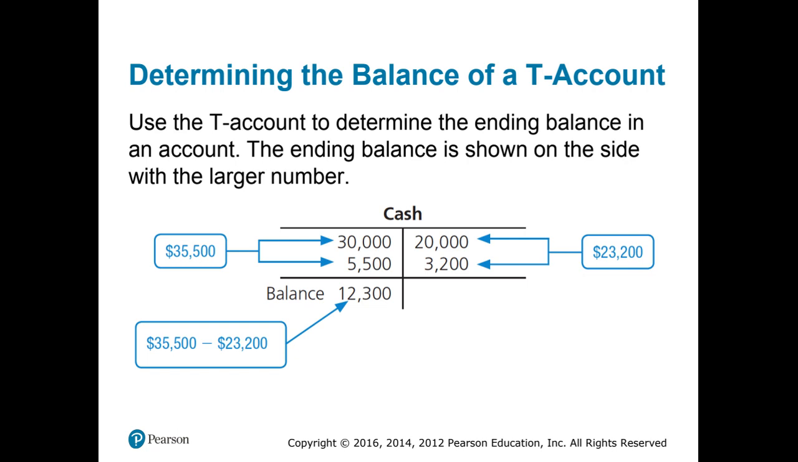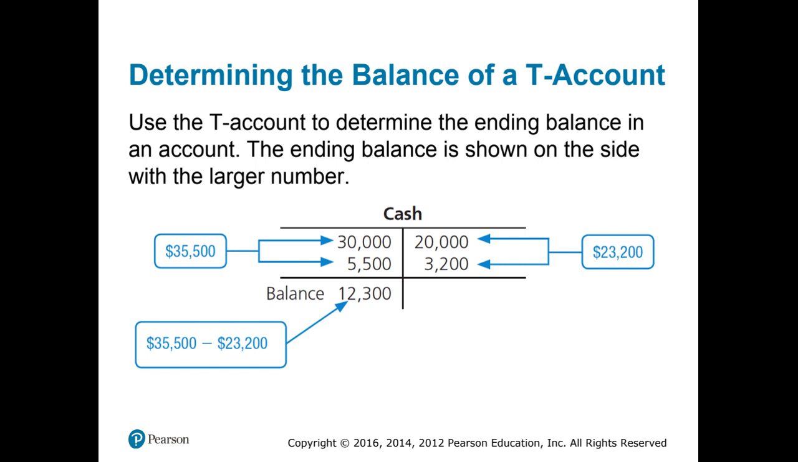Determining the T account: use the T account to determine the ending balance in an account. The ending balance is shown on the side with the larger number. All right, so here we go. We're looking at our cash account. We see here we've got a debit of $30,000, another debit of $5,500. We have some credits: a credit of $20,000 and a credit of $3,200. So we've got total debits of $35,500, total credits of $23,200.